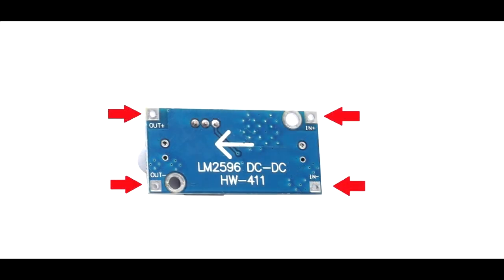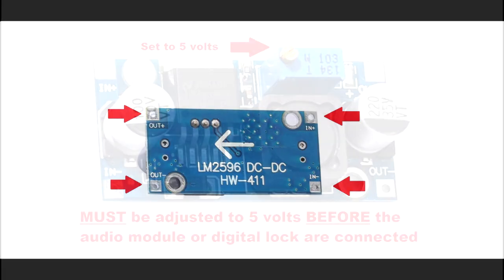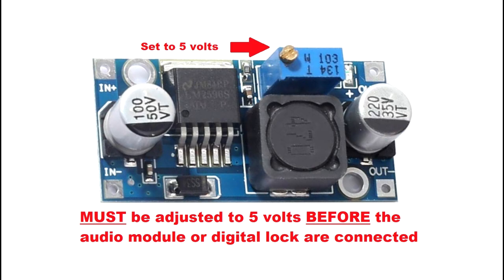Connection for these converters is pretty self-explanatory. There is a marked DC supply input and a marked DC output. It is very important you do not get these backwards or it will immediately burn out. The connection polarity must also be correct. There is a single potentiometer screw for adjusting the desired output voltage. Do not connect the audio module or the digital lock before adjusting the voltage output on the DC converter first.